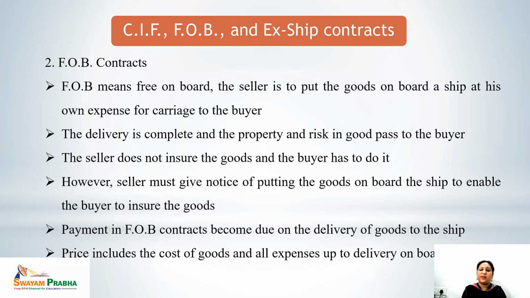However, the seller will give notice of putting the goods on board before the shipping of the goods, and will intimate the buyer that goods are being shipped, so that the buyer can insure the goods for losses during the transit. Payment in an FOB contract becomes due on the delivery of goods to the ship, and the price of the goods includes the cost and all expenses up to delivery on board the ship. All these expenses are to be borne by the seller.